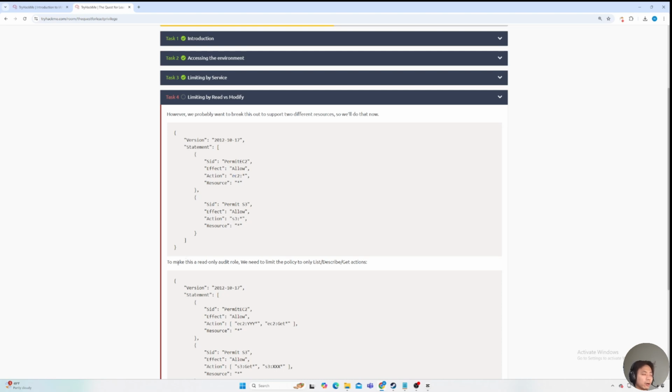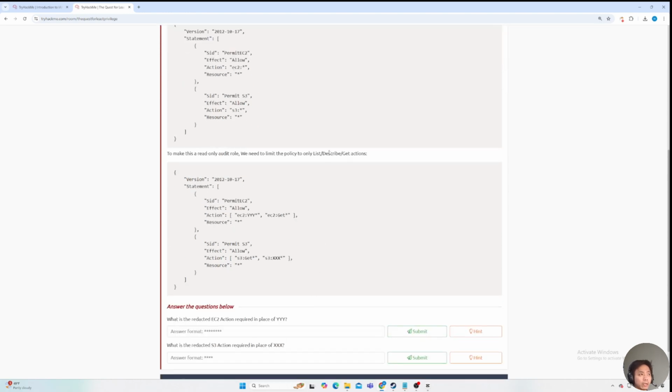To make this a read-only audit rule, we need to limit the policy to only list, describe, or get actions. The reason we have these three is, remember, Amazon has a lot of teams working on different APIs, so the naming is not very consistent across the teams, which is why even though they perform the same functions, EC2 and S3 have different names for the actions. And I'm pretty sure describe is for EC2, list and get are for S3 buckets.